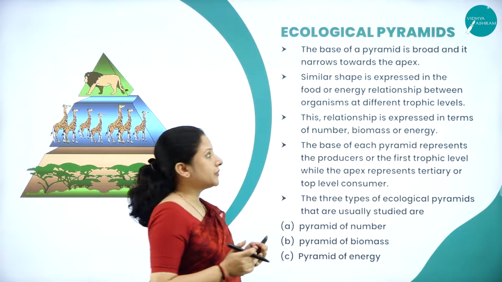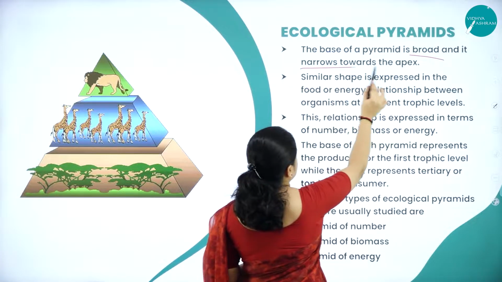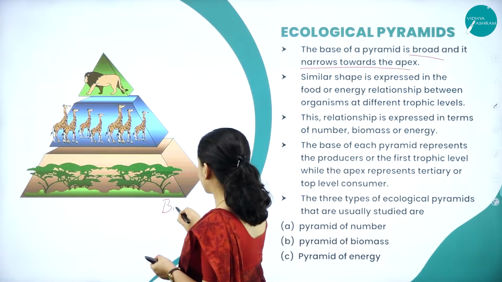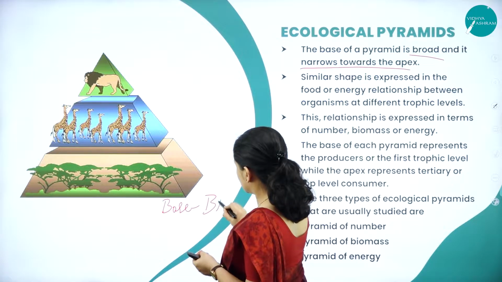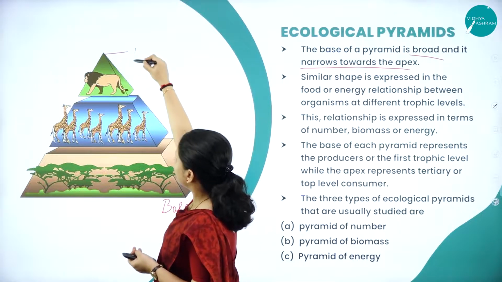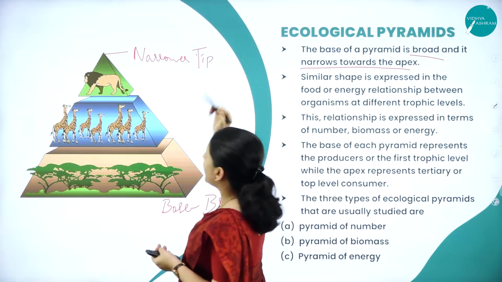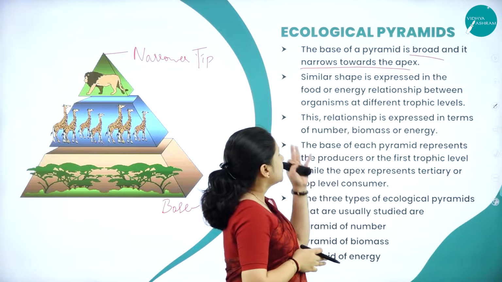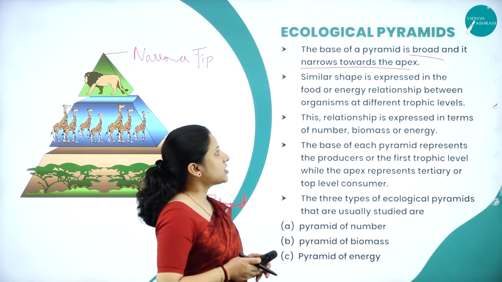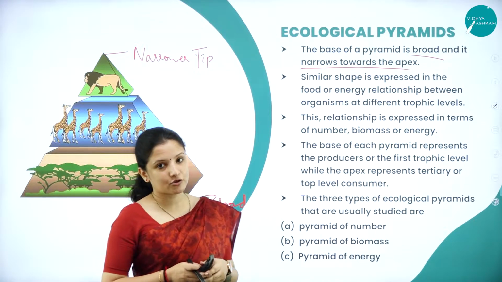So the base of the pyramid is broad and it narrows towards the apex, that is, at the tip it is narrow. If you can see here, this is the base of the pyramid which is broader, and as you go up the slope and reach the tip, it is narrower at the tip or the apex. Apex is nothing but the tip. Similar shape is expressed in the food or energy relationship between organisms at different trophic levels.